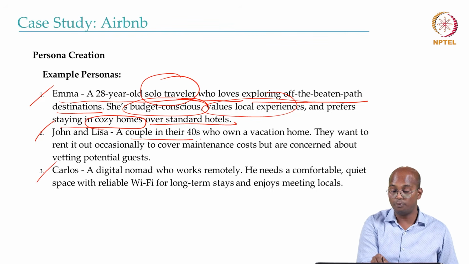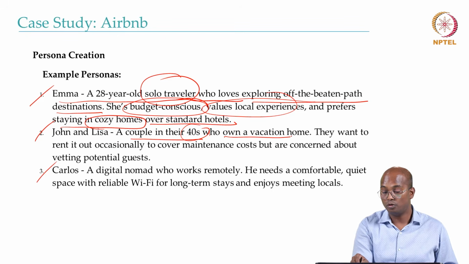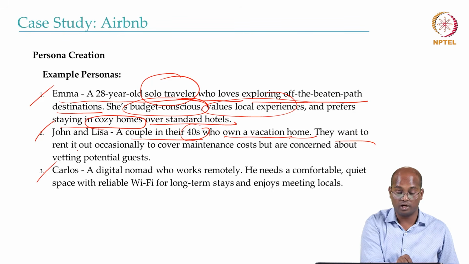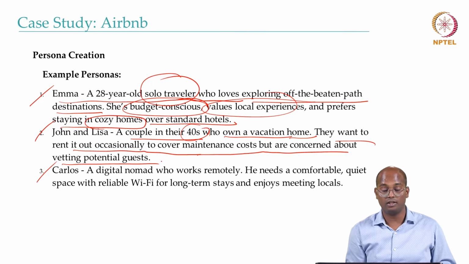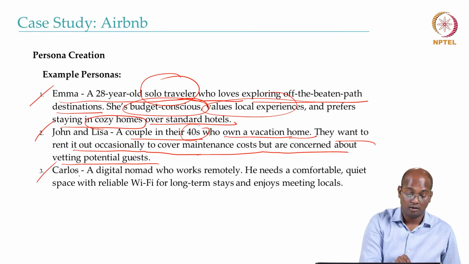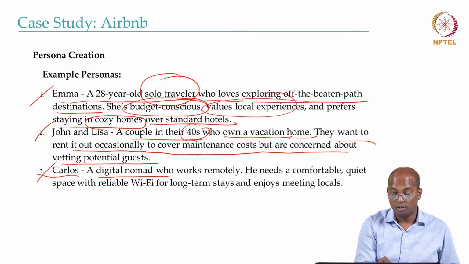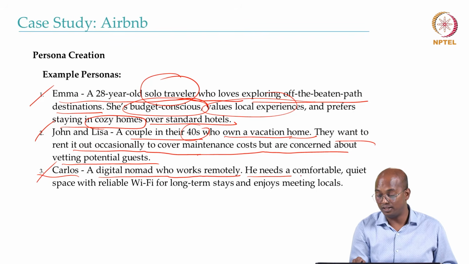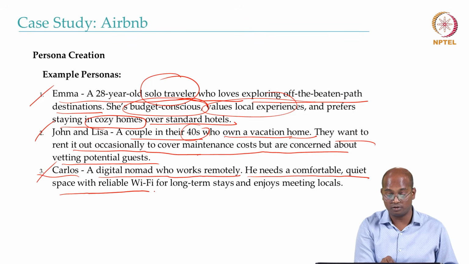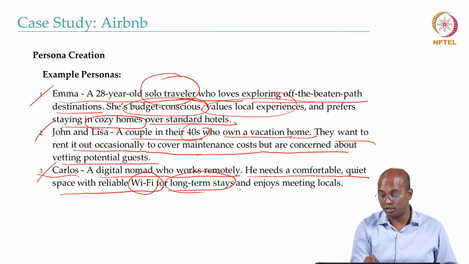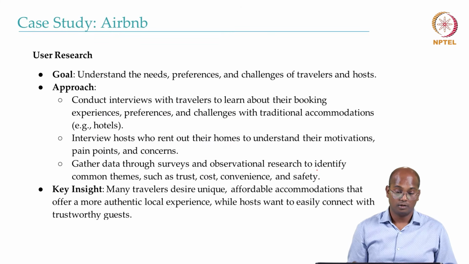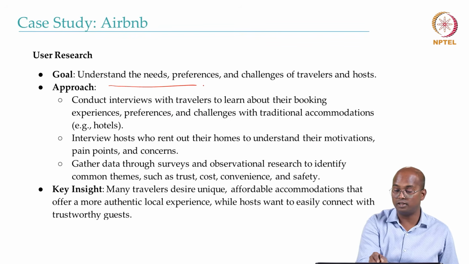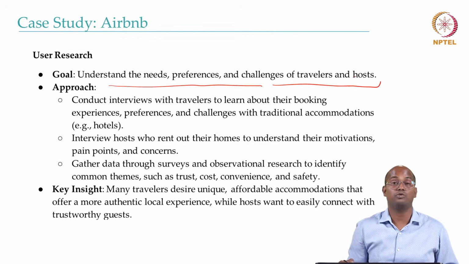We have John and Lisa, a couple in their 40s who own a vacation home. They want to rent it occasionally to cover maintenance costs but are concerned about vetting potential guests. Carlos, a digital nomad who works remotely, needs a comfortable, quiet space with reliable Wi-Fi for long-term stays and enjoys meeting locals. So the goal here is to understand the needs, preferences, and challenges of the personas that we have discussed. So it's more like travelers and hosts.